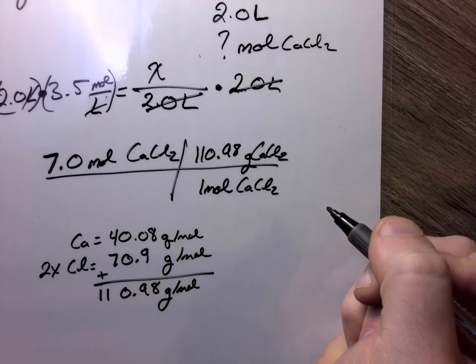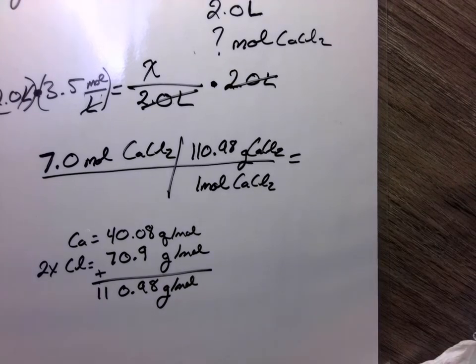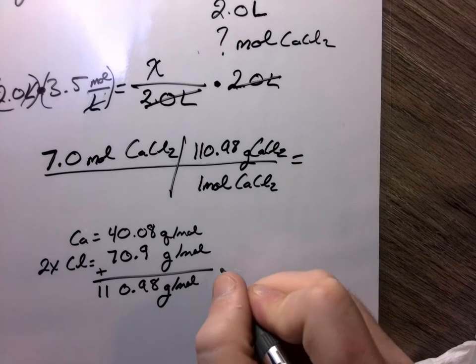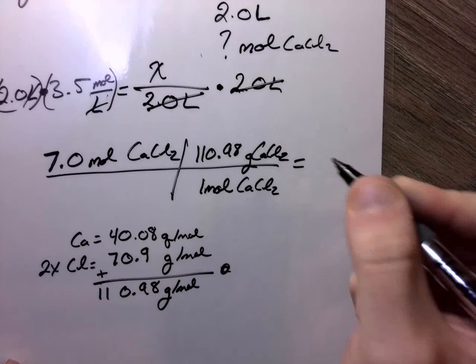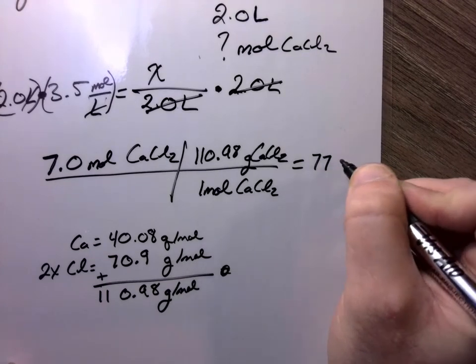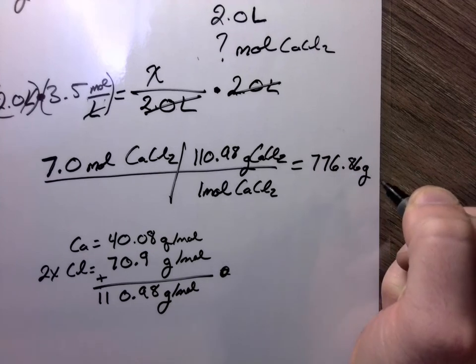Now what? Oh yeah, I just multiply, right? Okay, so 7 times 110.98. That's a lot of grams. Equals up here, sorry, 776.86 grams.